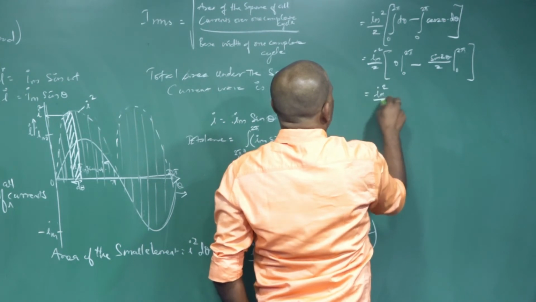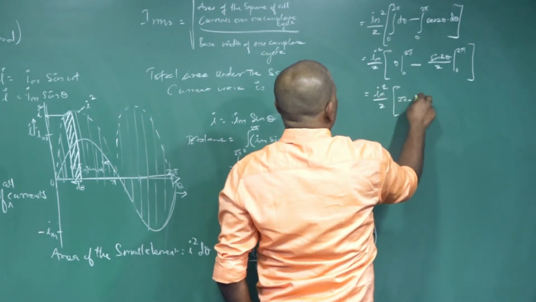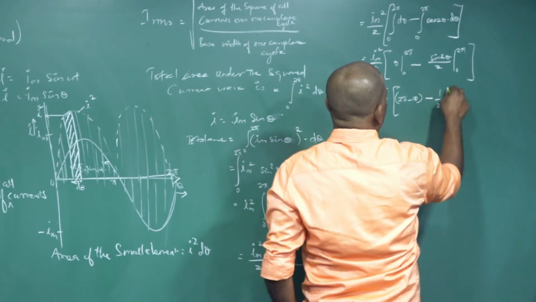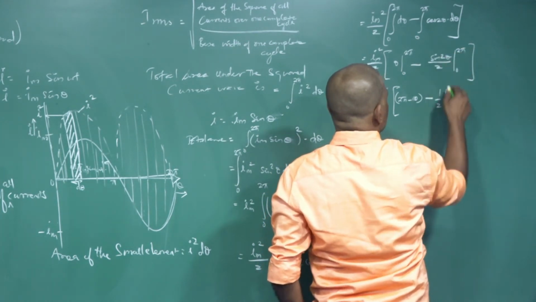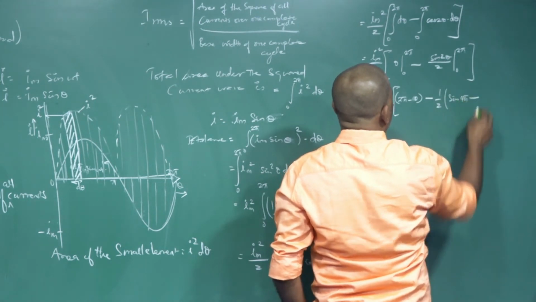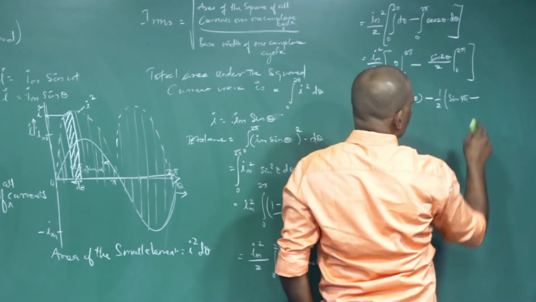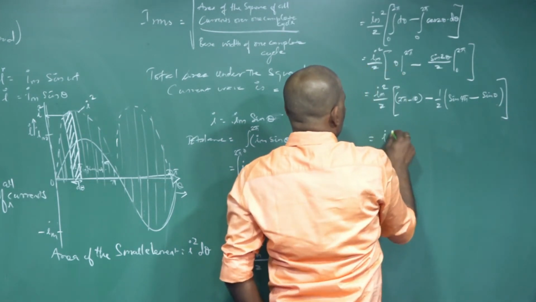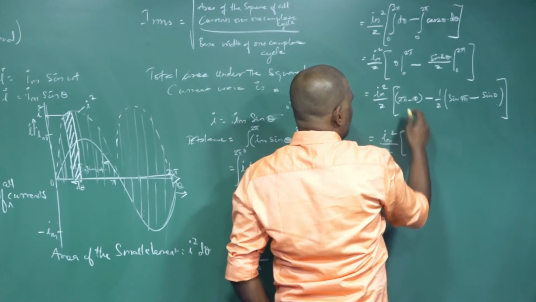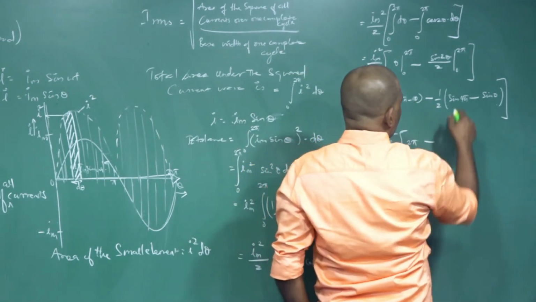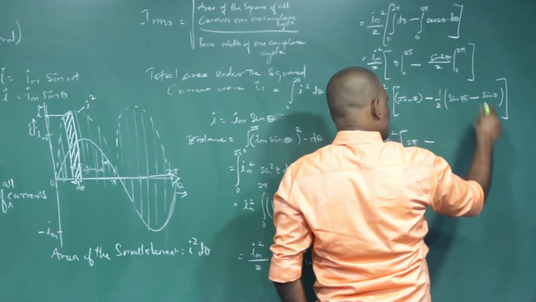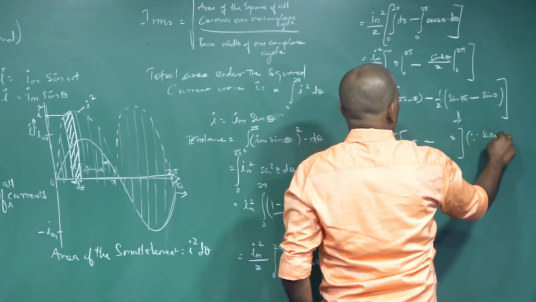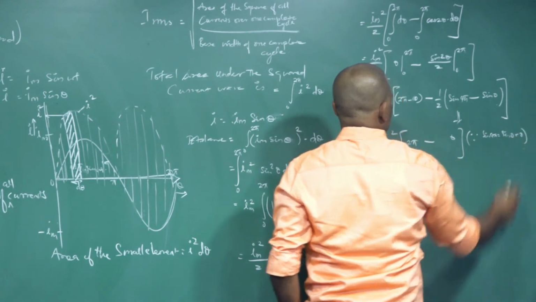So Im square divided by 2, theta is substituted with upper limit and lower limit, 2 pi minus 0, minus 1 by 2 into sin 2 theta. For theta I am substituting 2 pi, so I will get sin 4 pi, minus, for theta substituting 0, 2 into 0 is 0, so sin 0. 1 by 2 is taken as a common term. Sin 4 pi is 0 and sin 0 is 0, so the entire term goes to 0, since sin 4 pi equals sin 0 equals 0.